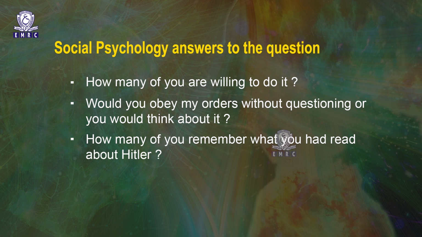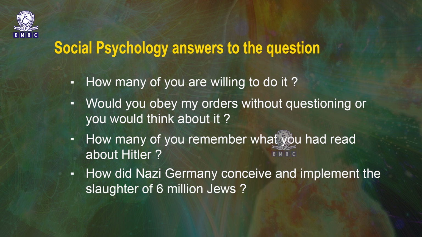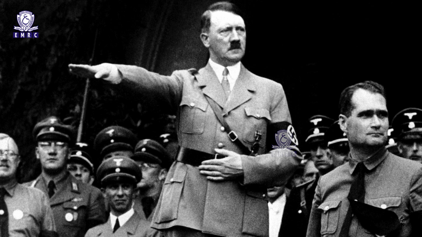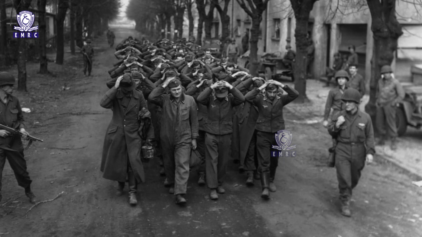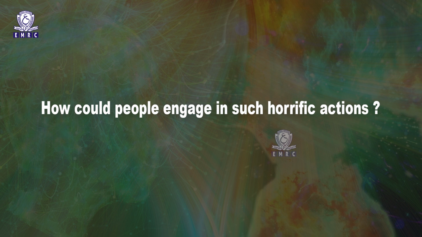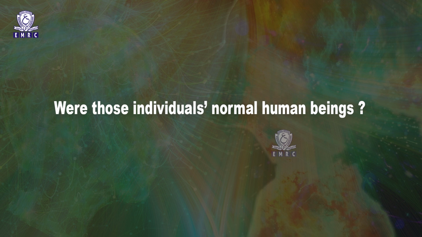How many of you remember what you had read about Hitler? How did Nazi Germany conceive and implement the slaughter of 6 million Jews? Those evil acts occurred partly because thousands of people blindly followed the orders given by Hitler. They put the prisoners on trains, herded them into crowded showers and poisoned them with gas. How could people engage in such horrific actions? Were those individuals normal human beings?